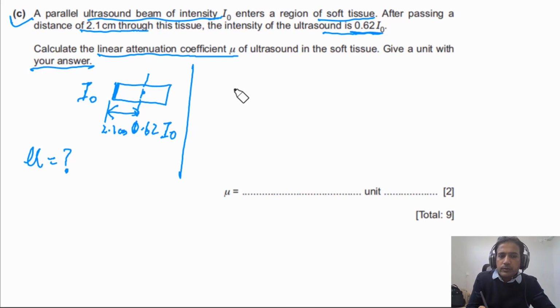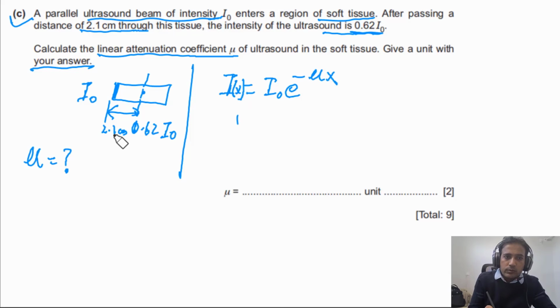So for this one, we simply need to understand this is a kind of exponential decay. I is equal to I0 e to the power of negative mu x. We can also say this is a function of x for better understanding. It is given to us that x is equal to 2.1 centimeters. If you use 2.1 centimeters, your answer will be in centimeters.